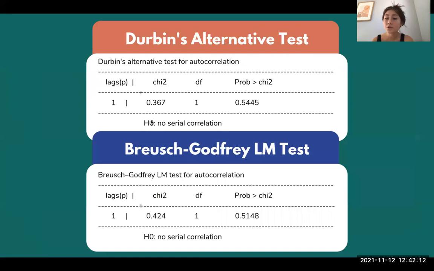Then lastly, in regards to issues we had to test for, we use the Durbin alternative and Breusch-Godfrey LM to test for serial correlation. We would reject the null and accept the alternative if the p-value is less than 0.05 or 5%. That would mean that we do have serial correlation in the model. Or we would fail to reject the null if the p-value is greater than 0.05, meaning serial correlation is not present within the model. As we can see in the two tests, both p-values are greater than 0.05. Ultimately and luckily, we can conclude that the dynamic model is a good fit, we fail to reject the null, and there is no serial correlation within the model.